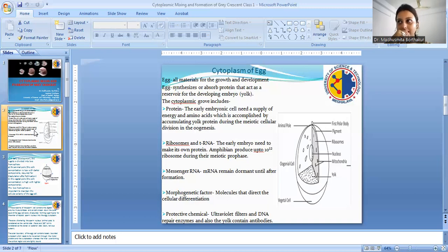Now, the zygote is one cell, fine. Then from one cell it will form multiple cells: 1 to 2, 2 to 4, 4 to 8, 8 to 16, 16 to 32. The 8 to 32 cell stage is known as the morula. Morula means it looks like a mulberry, a bunch of mulberries. That is why it is known as morula. Now from 32 to 64, this stage is known as the blastula.